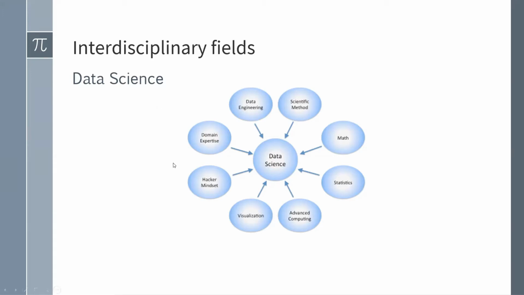So data science is an interdisciplinary field. This is from Duke University. If you go to Duke University, you can see how they explain how data science is pulling resources from other fields. Are you good? Let's go to the next one.